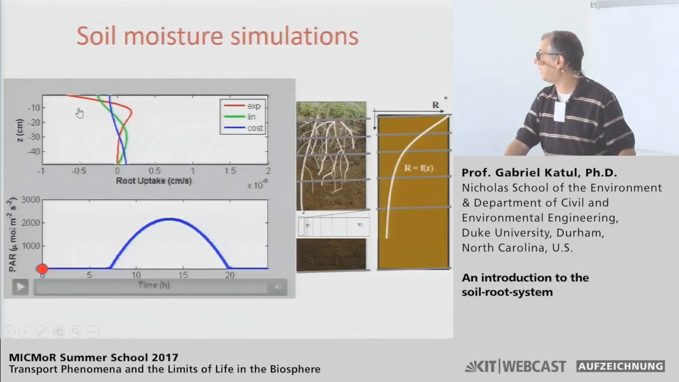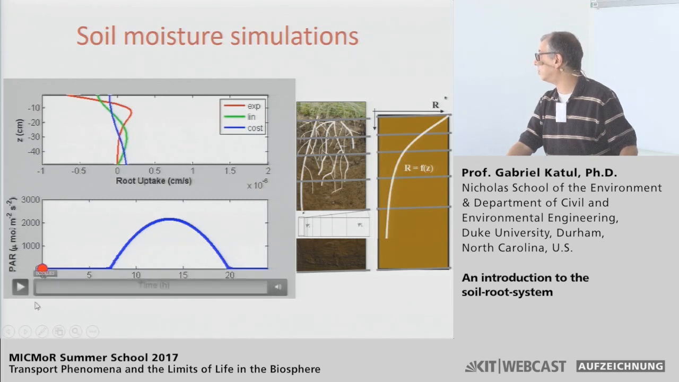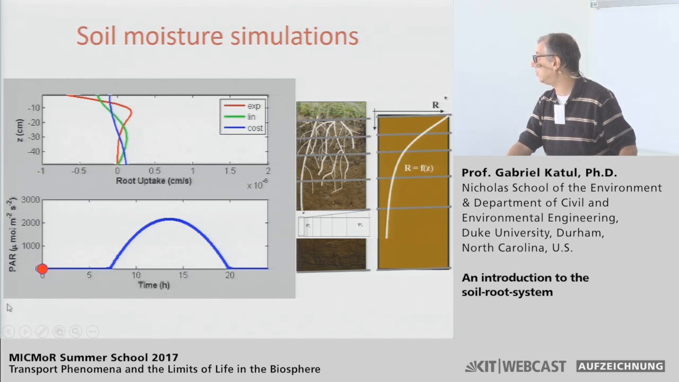And this is just one calculation that shows the modeled root water uptake for a linear root density profile, an exponentially decaying root density profile, and a constant root density profile, just to show you how the distribution of roots, same amount, impacts the root water uptake. And on this graph, you just see photosynthetically active radiation as a function of time. And on this, you will see the modeled root water uptake.